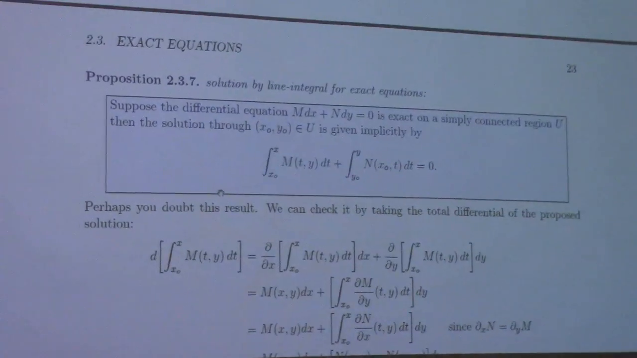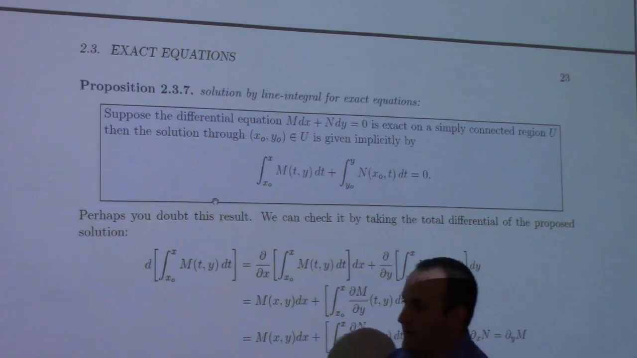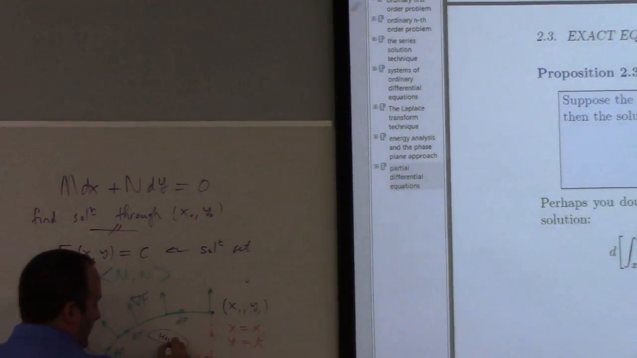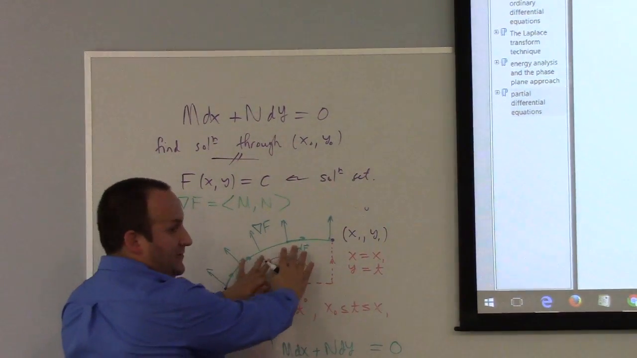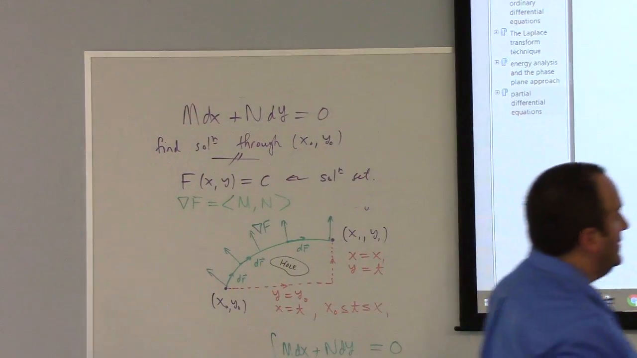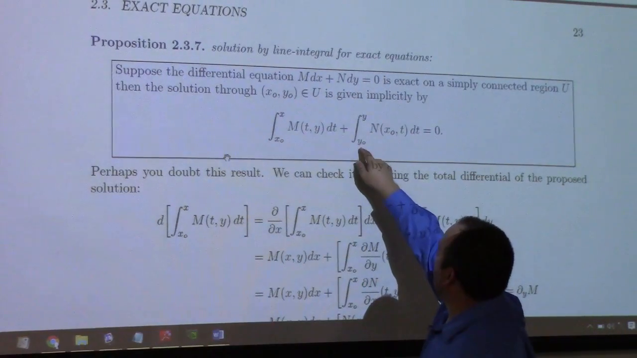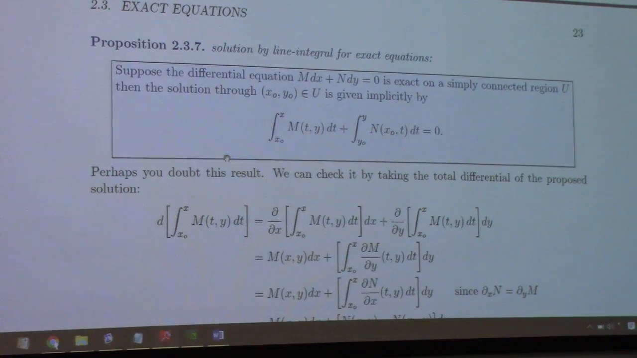So here you go. Suppose you have a differential equation which is exact on a simply connected region U. The simple connectedness is necessary so that we don't get hung up on any, like if there was a hole here, then we couldn't deform this curve to that curve. It would have been a problem. But that's not allowed in a simply connected region. So we have this: the integral from x naught to x of this, plus the integral from y naught to y of that, equal to 0. That is the equation which solves the exact equation, and also contains x naught and y naught as a point on the curve.